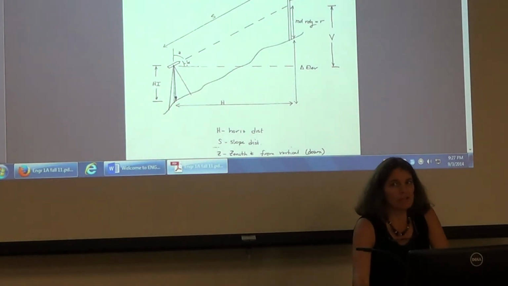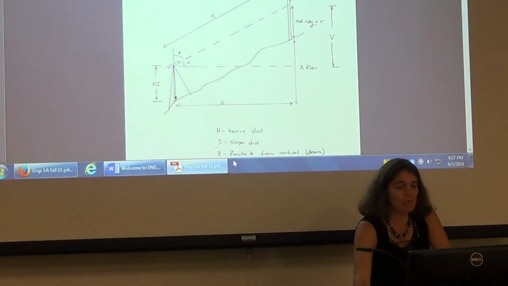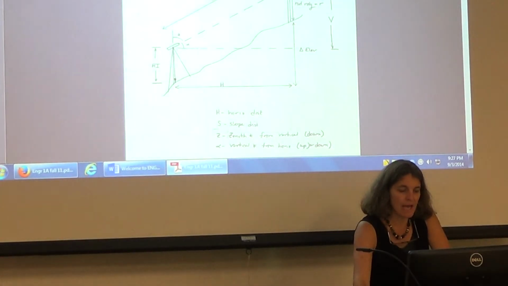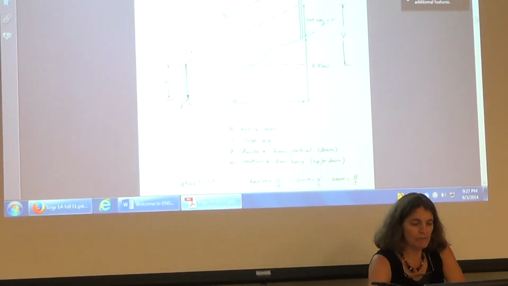Okay, so we're really looking at trig. There's a lot of right triangles here. So H represents the horizontal distance, S stands for the slope distance, Z is the zenith, alpha is the vertical angle.